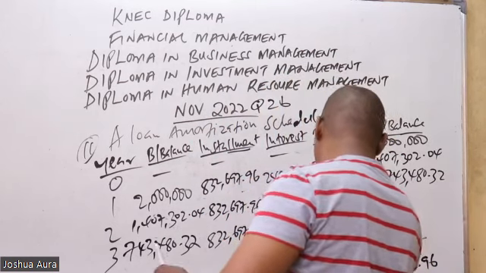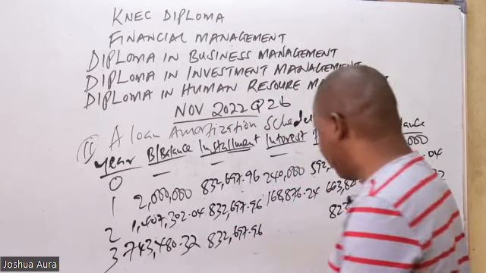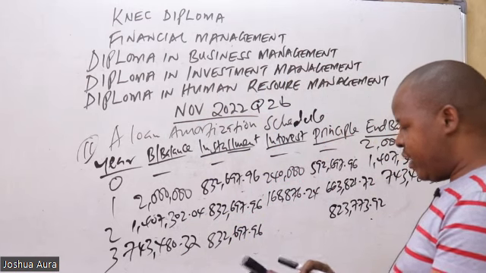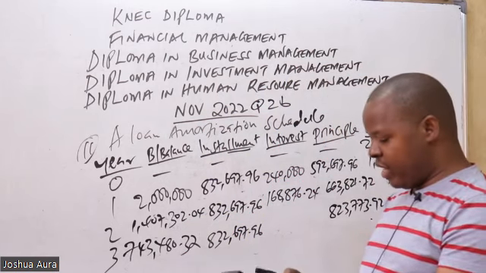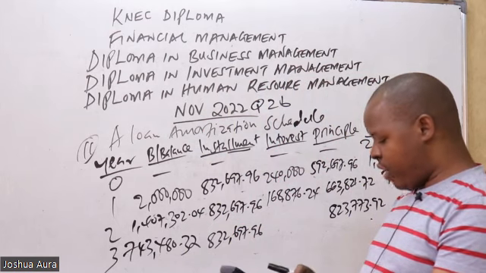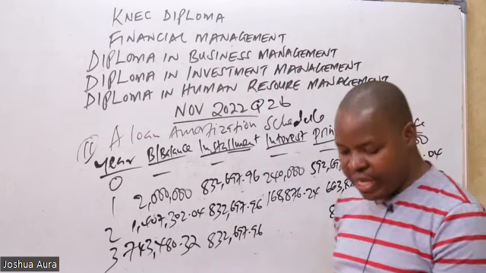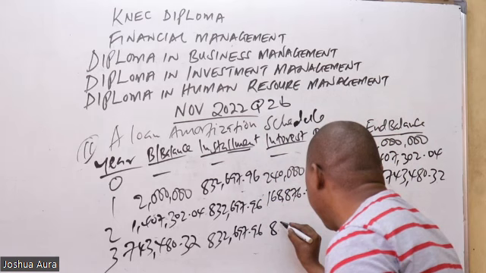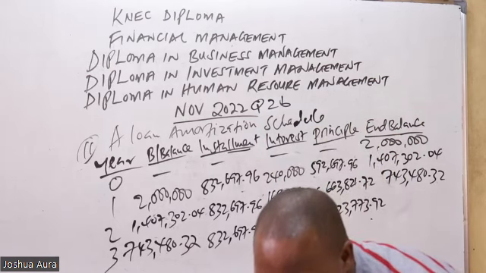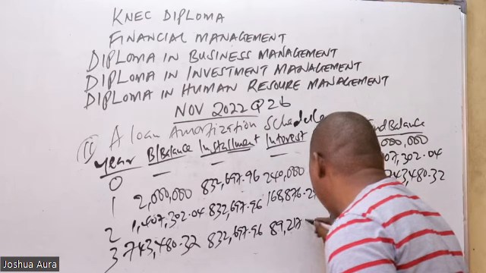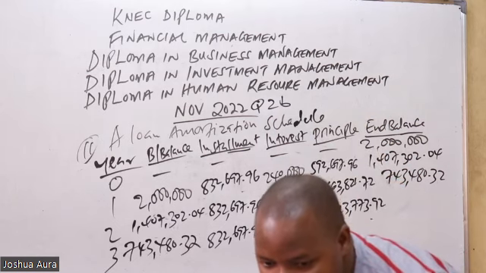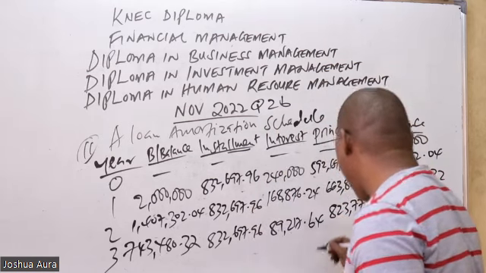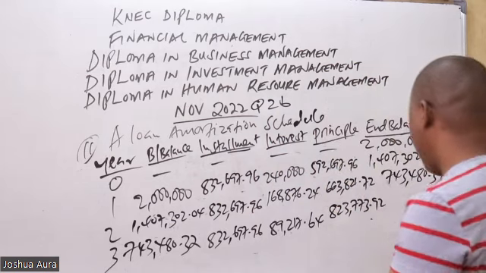Let me wrap this part now. We are through with this. Interest for year 3 will be 12% divided by 100 times the beginning balance, 743,480.32. So our interest for year 3 will be 89,217.64. And what will be our principal for year 3?